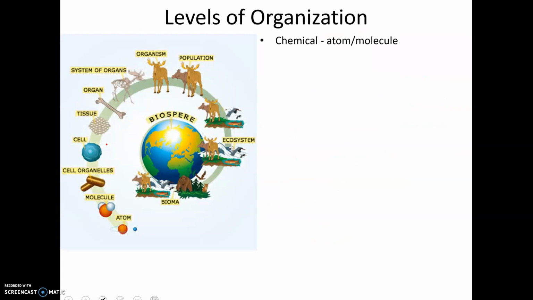So the chemical level is atoms and molecules. When those are put together in a special way, you get organelles, which are cell parts. For example, you've probably heard of ribosomes or mitochondria, or maybe you learned about the Golgi bodies or the rough and smooth ER. Those are organelles. When you put those together, you get cells.